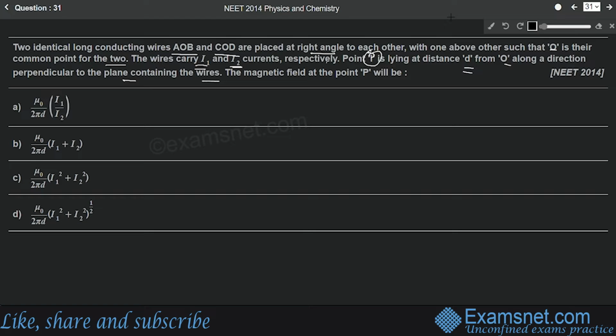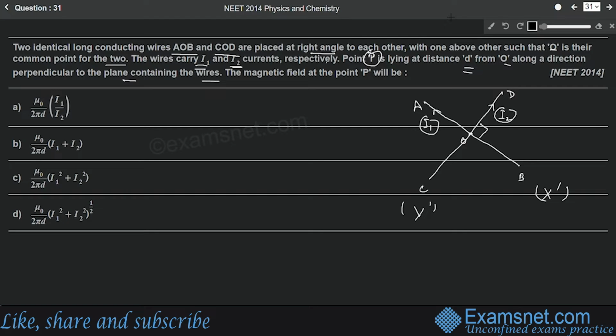So let's draw the diagram. We have two wires. The first wire is AOB. Suppose this is the wire AOB, and this is the wire COD. These two are placed perpendicular to each other. That means if AOB is lying along the x-axis, then COD will be lying along the y-axis. But these two are in the same plane. Now, the wire AOB carries the current I1 and COD carries the current I2. It is already given in the question.